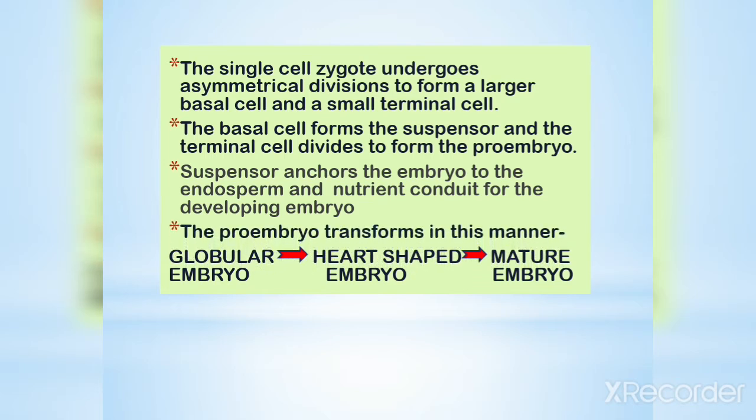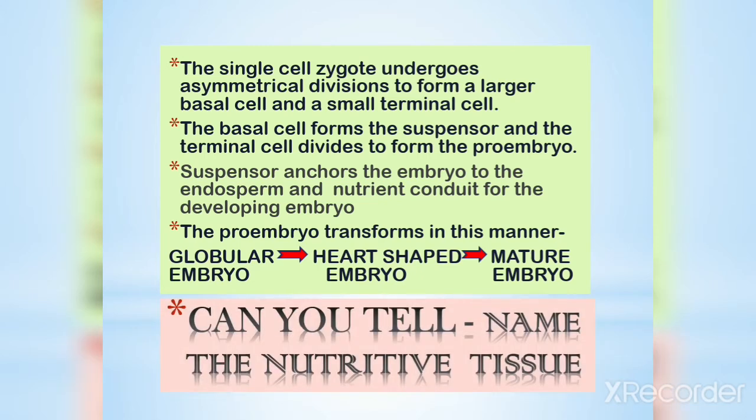Then you can see the proembryo, as I said. The proembryo transforms in this manner: from the globular embryo, it converts into the heart-shaped, and from there it enters into the mature embryo. Okay.